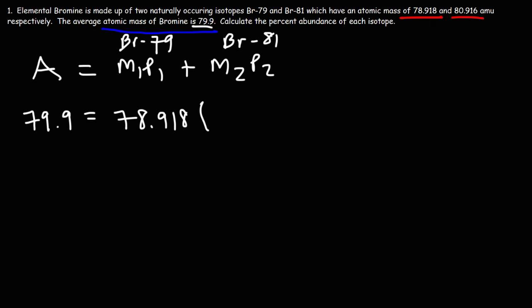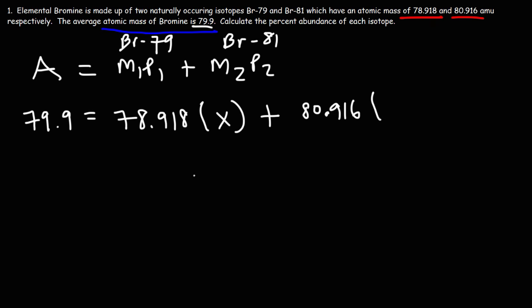P1 is the percent abundance of bromine 79. We don't know what that is. That's what we're looking for. So we're going to call this X. M2 is going to be the mass of Br81, which is 80.916. Now here's a question for you. What are we going to use for P2, the percent abundance of bromine 81?